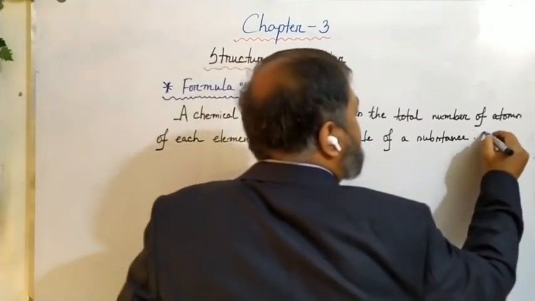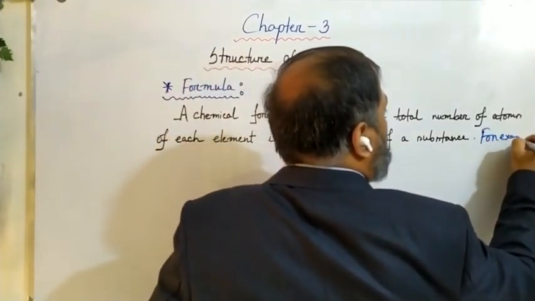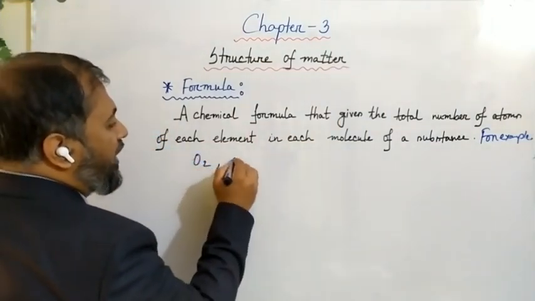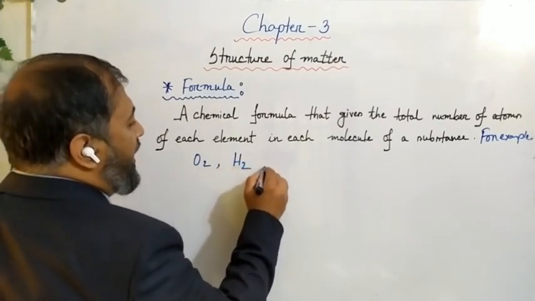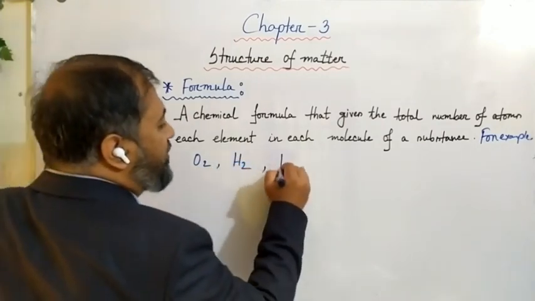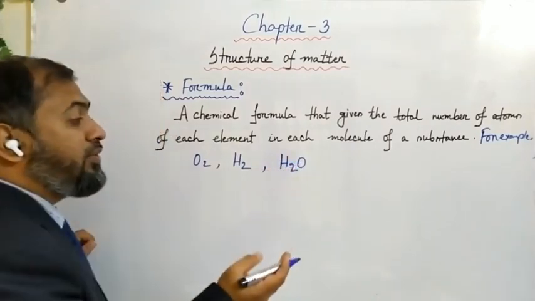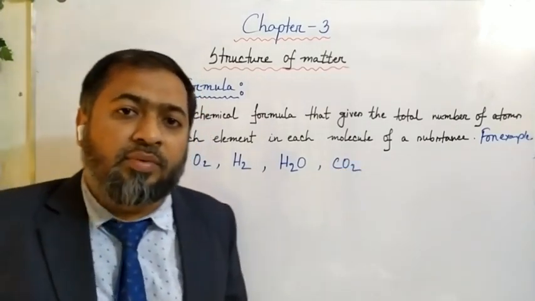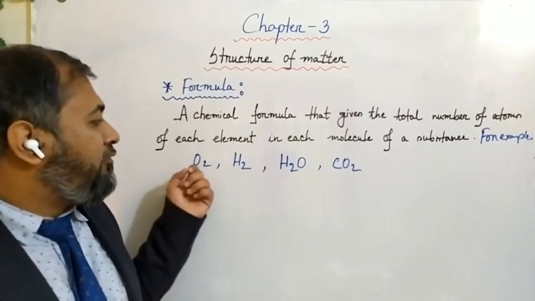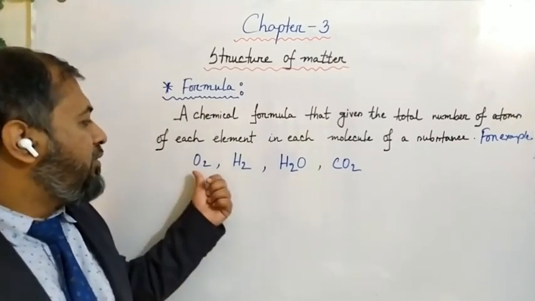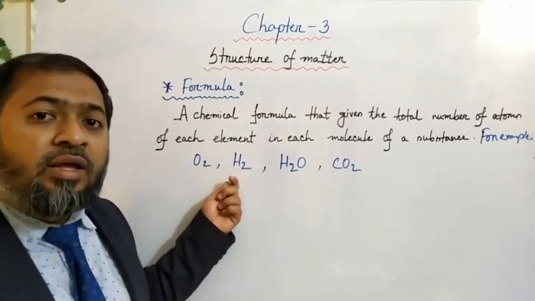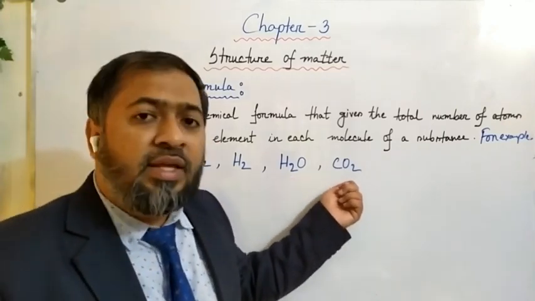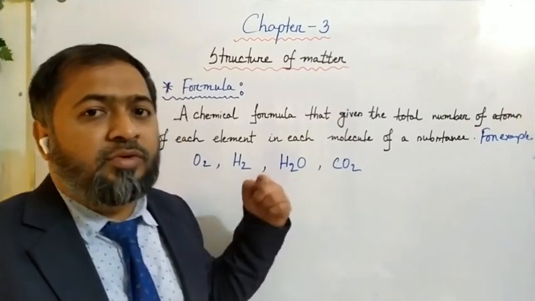You can see, when we write down the formula of oxygen, it will be O2, hydrogen, H2, and the formula of water will be H2O, which is the formula of a compound. Similarly, carbon dioxide is the formula of a compound. So these are the formulas of different molecules. Here oxygen and hydrogen are the formulas of element molecules, and water and carbon dioxide are the formulas of compound molecules.